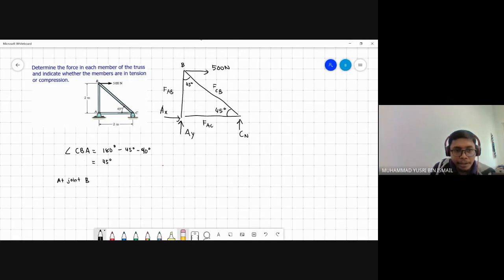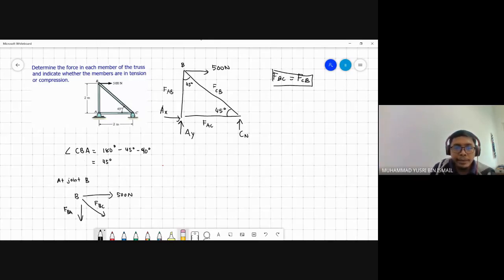The free body diagram at B will be, the force is 500 Newton. This is the external force. And then we also have FBC. For your information, FBC is equal to FCB. Don't worry, this is just the same. And then I also assume that the force at FBA is in tension as well.